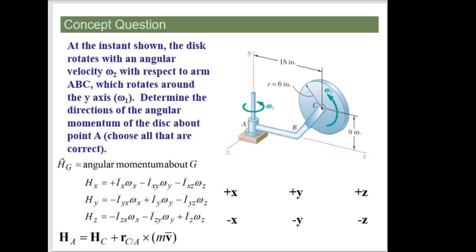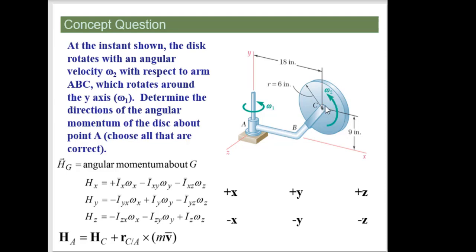Let's go through a three-dimensional concept question out of chapter 17. So what we have, and this is an instantaneous solution. So the next instant in time, it'll have a whole different thing, but we're just going to take this one instant at a time. So at the instant shown, the disk rotates with an angular velocity omega 2. So let's find omega 2 over here.